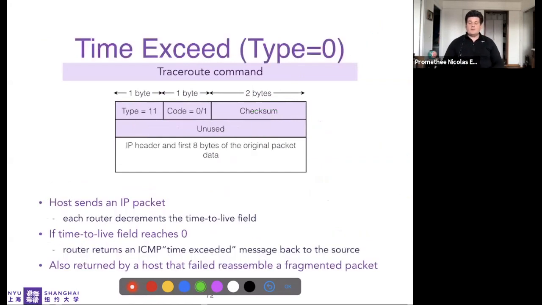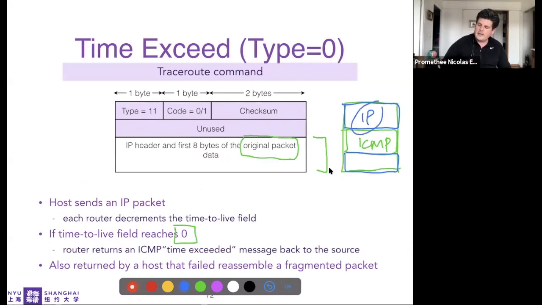So the time exceeded, as we already explained, is used when the TTL reaches zero. So it may happen when a fragment is missing or when a router decrements the TTL, and so we cannot forward the packet anymore because the TTL is zero. What is interesting here is, as part of the message, when it's an error, I'm going to copy part of the original packet inside the ICMP message, and I send it back to the sender. So I have a first header and then inside of it, a copy of the message that created that problem.